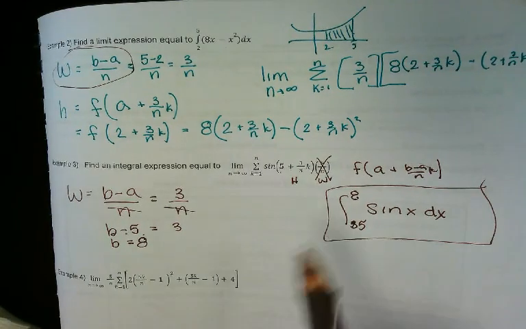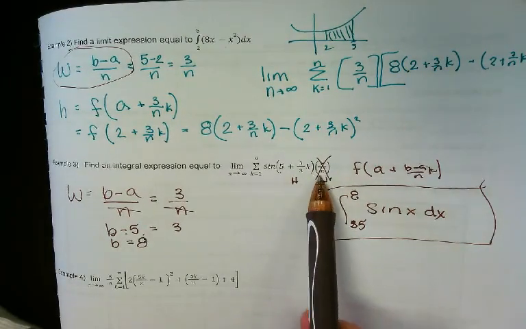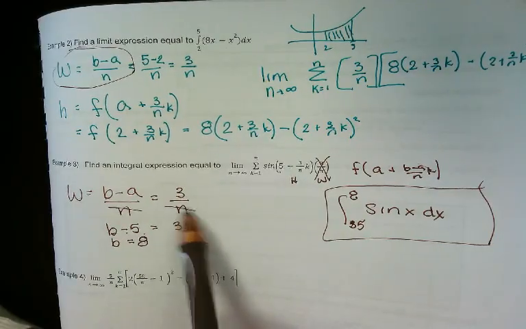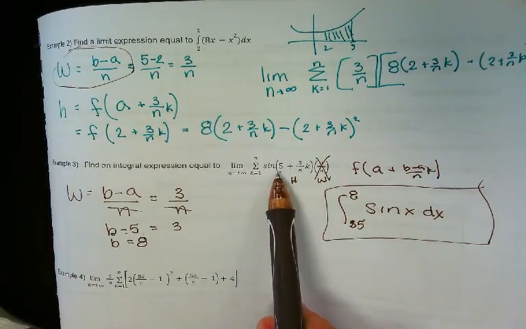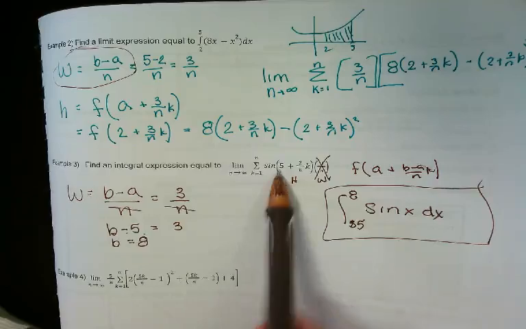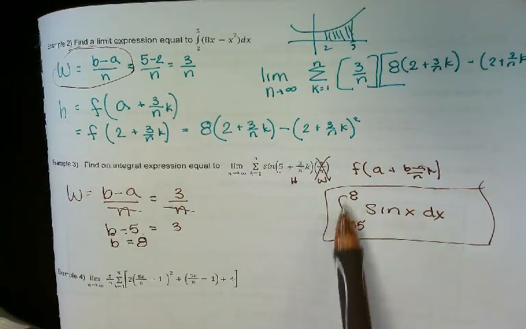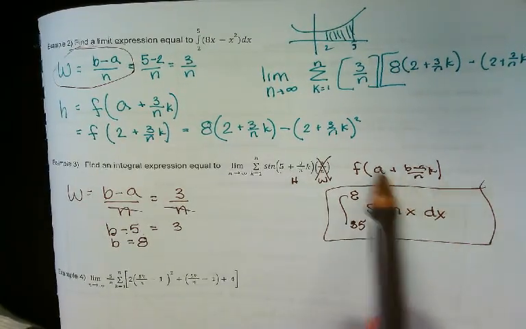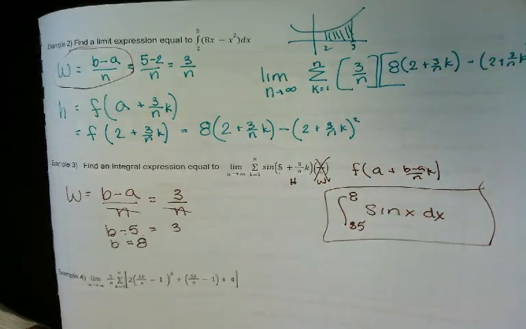So let me just say it one more time. I recognize the width. So I've got 3 over n. I can cross off the n's. I recognize the a, because it's a plus 3 over nk. I can easily find the b value, so I've got my bounds. And then I'm just saying, who was that plugged into? Right here, so it was plugged into the sine of x.